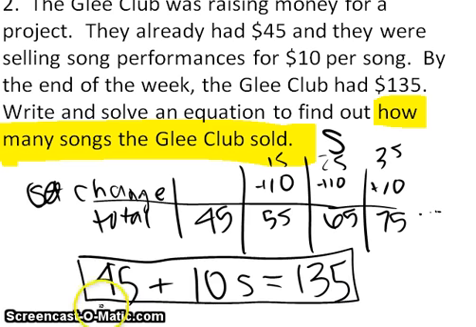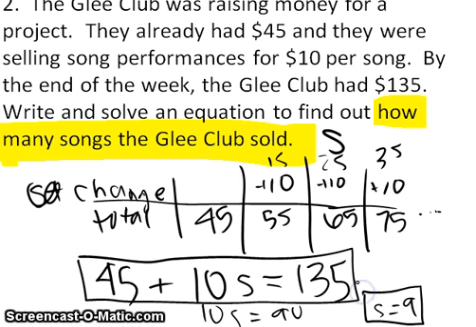I would solve this by subtracting 45 from both sides, and then I would be left with 10s is equal to 90, and I would divide both sides by 10 and get that s is equal to 9 songs. Again, if you want more help with solving two-step equations, go to Mastery Check 5.07, and it's done in more detail there.